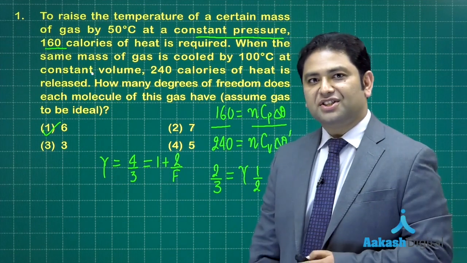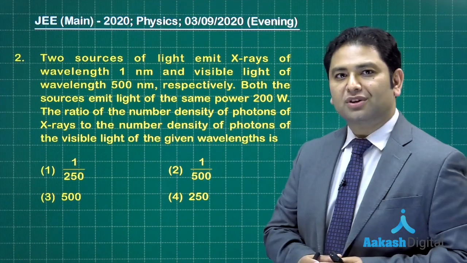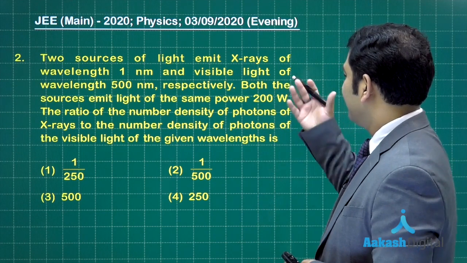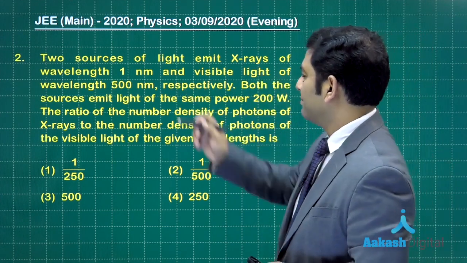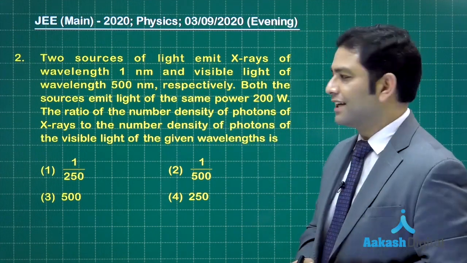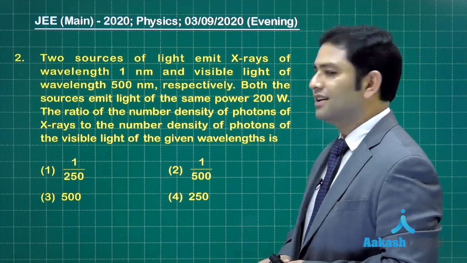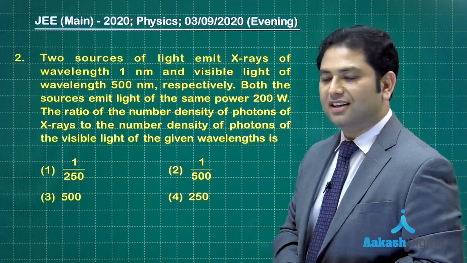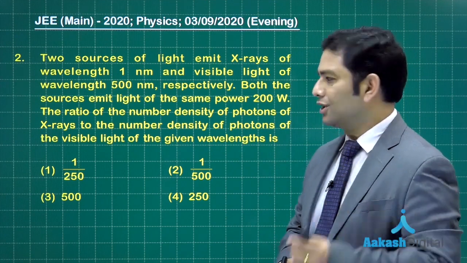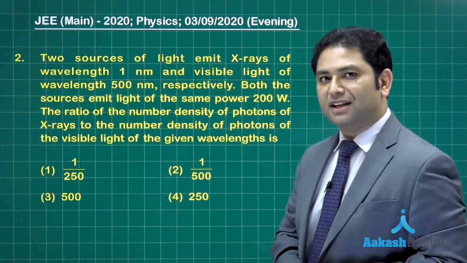Let's go for the second question. The second question, you could see, is related to the energy of a photon. There are two sources of light, and one emits X-rays of wavelength 1 nanometer, another a visible light of wavelength 500 nanometer. And it says that both the sources emit same power, 200 watt. And what are we supposed to calculate? The ratio of number density of photons of X-ray to that of the number density of photons of visible light.